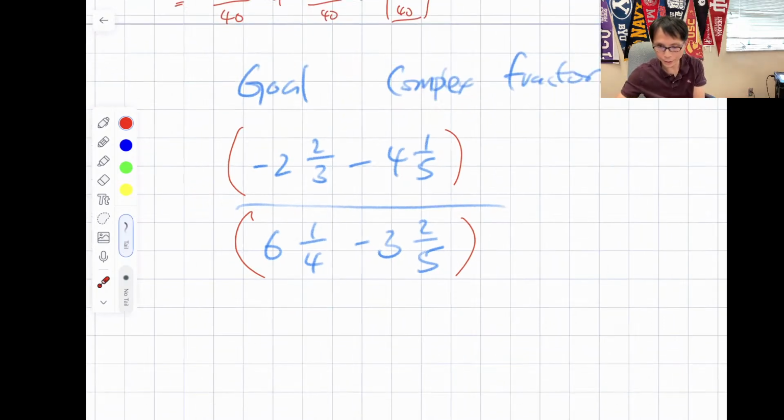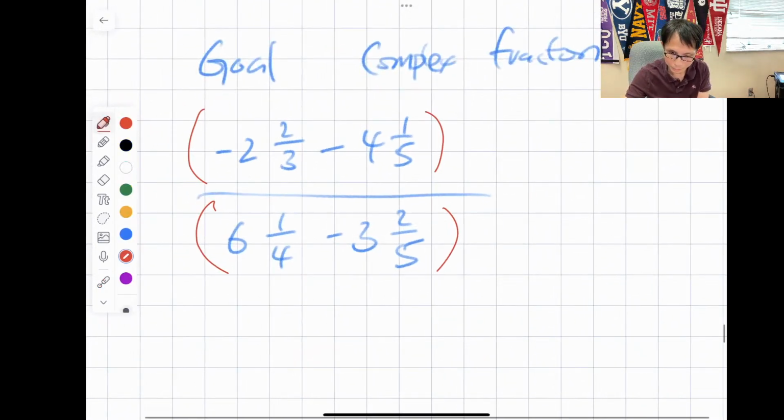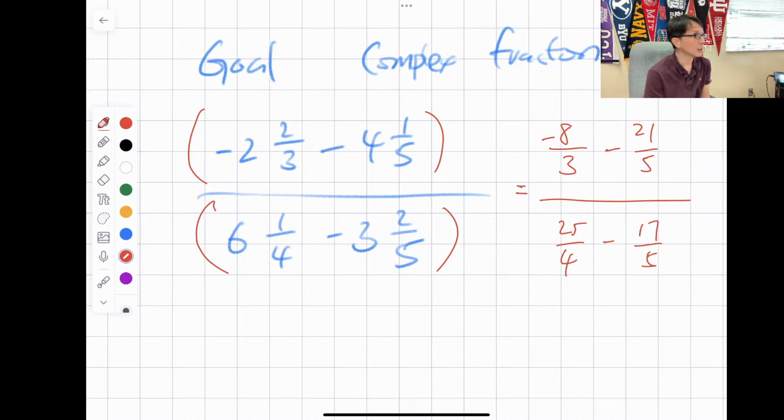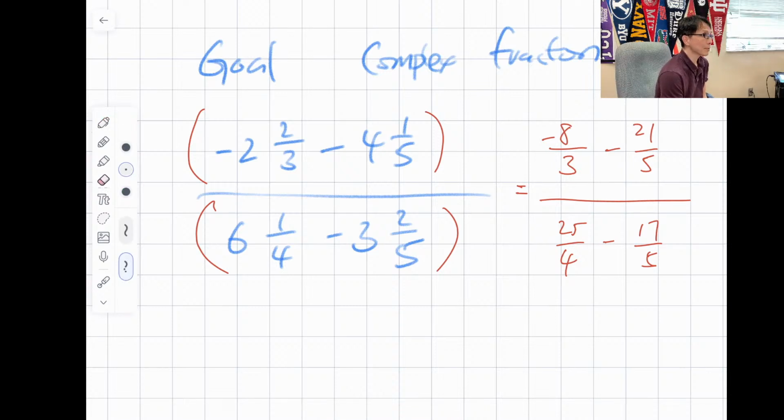Okay, first things first, I'm going to take care of this problem. This looks like a mixed number, and I'm going to make sure I do it right. So this number is going to be negative 8 and 3, is that okay? And this one is going to be 5 and 21, is that okay? And this is going to be 4 and 25, is that okay? Minus 5 and 17. Let me know if I'm going too fast.